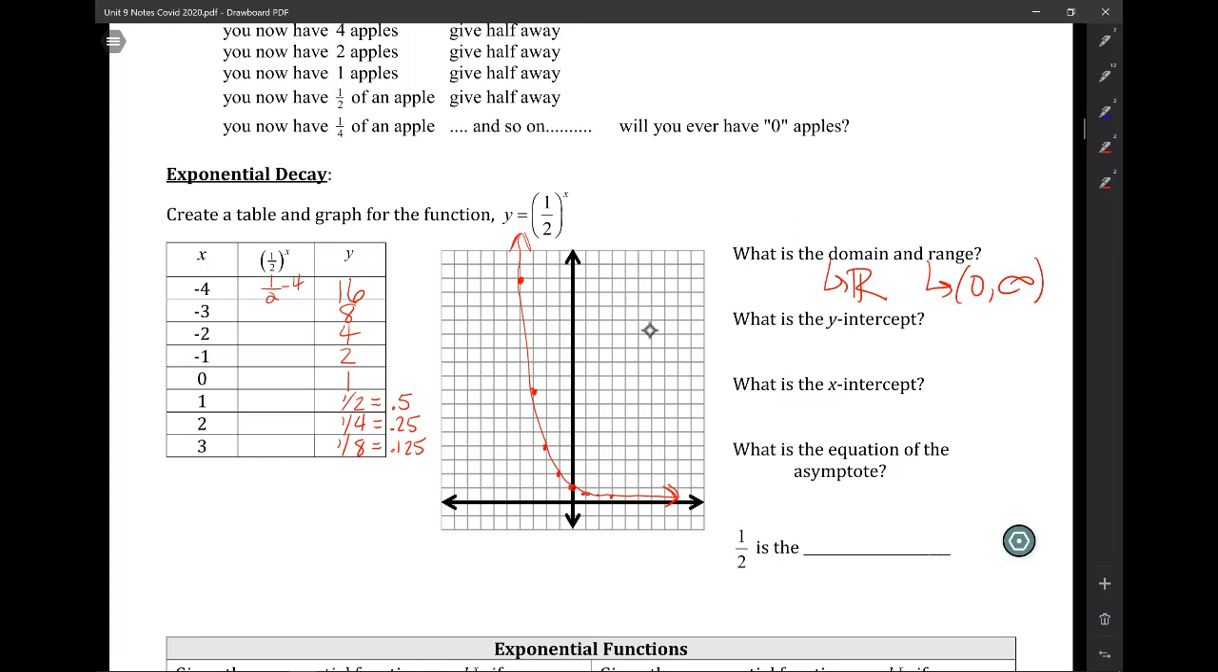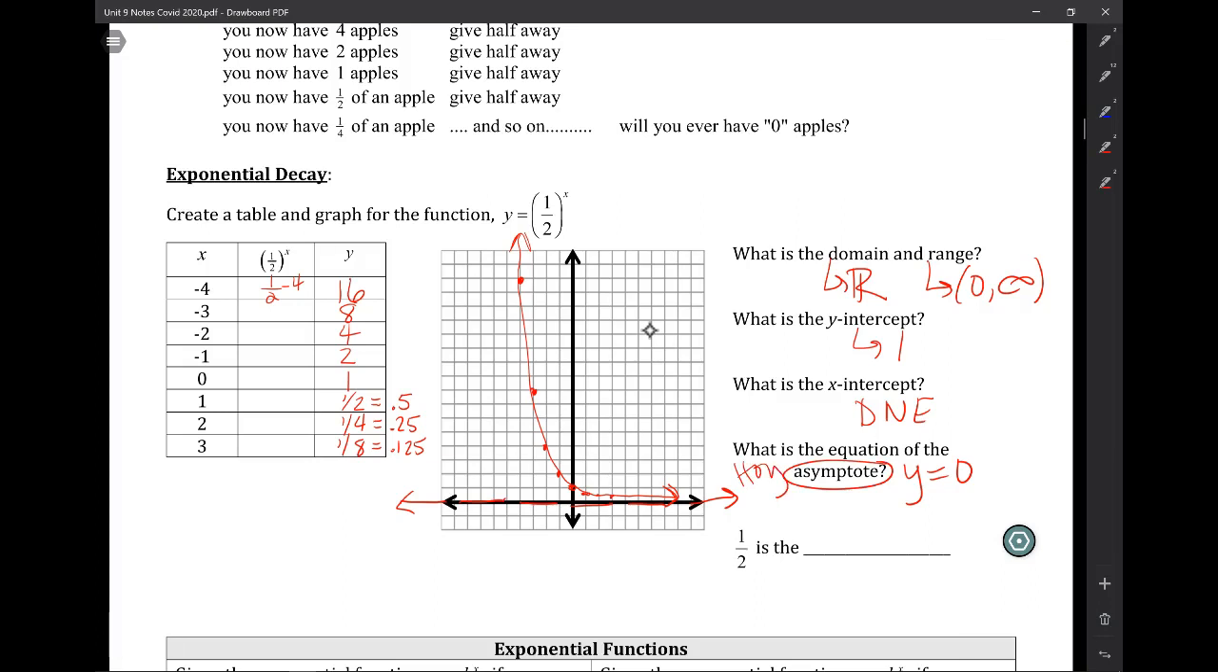The y-intercept is still 1. The x-intercept still does not exist because we have an asymptote there. And the asymptote is a horizontal line. A lot of times mathematicians will represent asymptotes as a dotted line or a dashed line. That asymptote is horizontal, so we should be thinking HOY. And so it's a y equals 0 equation. So your asymptote for exponential functions is always going to be horizontal.